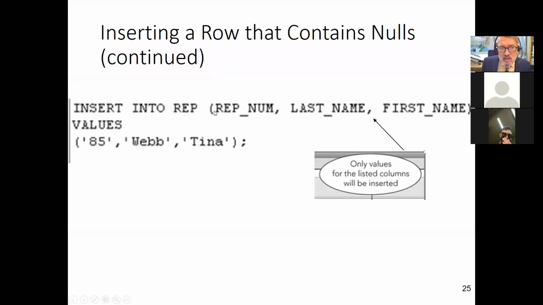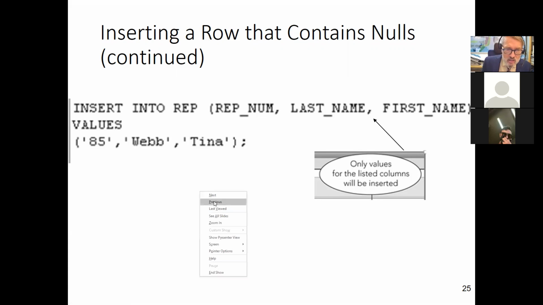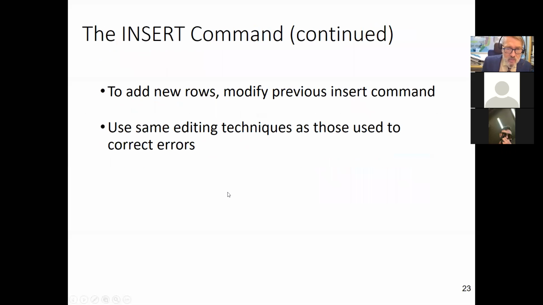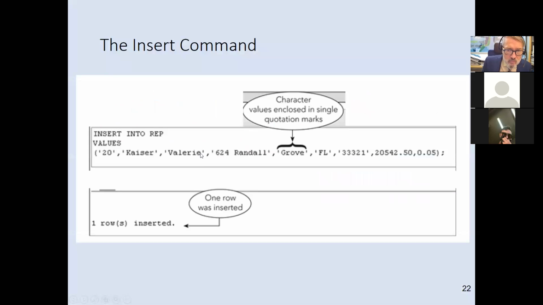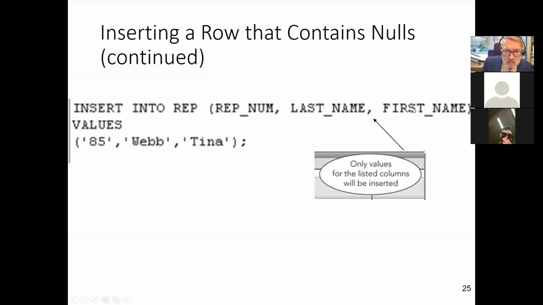Now, the default, if we didn't list the fields that we're going to insert into, would have been the previous thing that we did. The previous thing that we did was insert into with no list of fields. Then we had to put a value in every one of those fields. And so this one is inserting a record into the same table, but not all the fields are having data inserted into them.